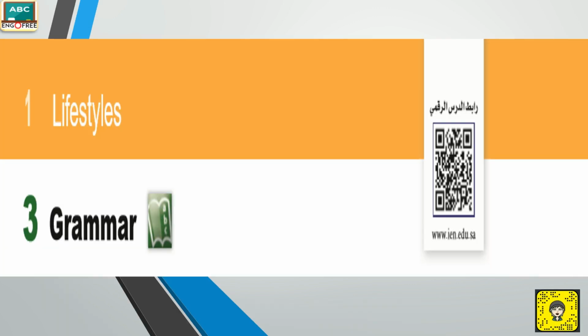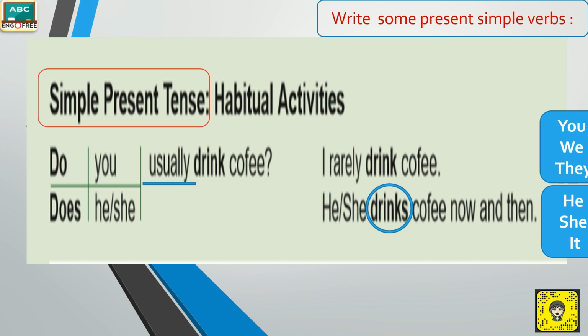Our lesson today is about lifestyles. Number 3, grammar. Today, inshallah, we're going to study the simple present tense. The simple present tense. What's simple present mean? Yeah, we know it. What does it mean? Excellent. طبعا هو الفعل المضارع البسيط. Yes, it's about habitual activities.